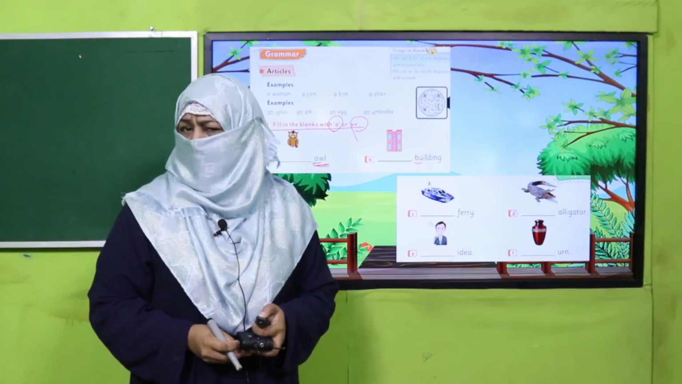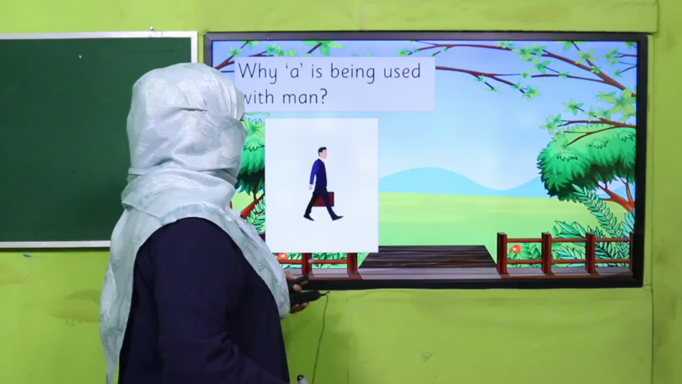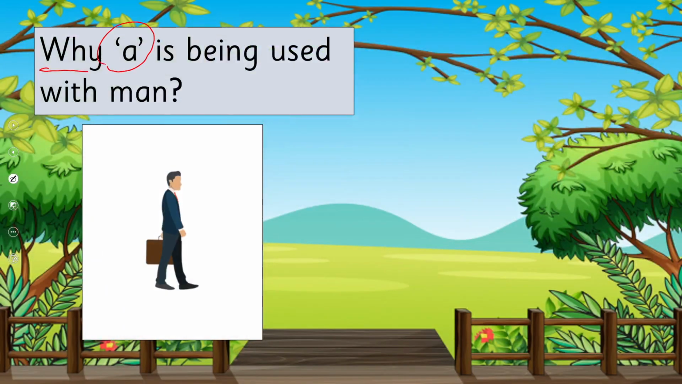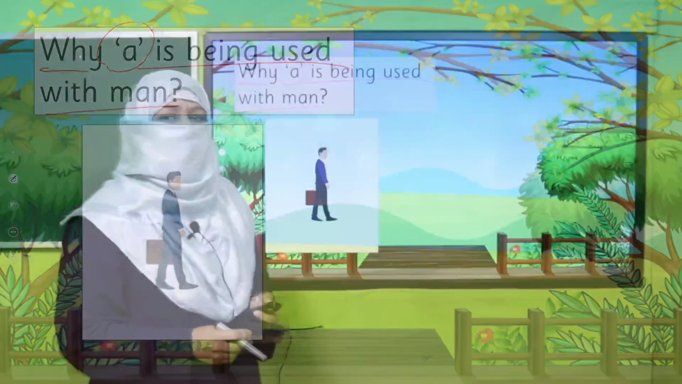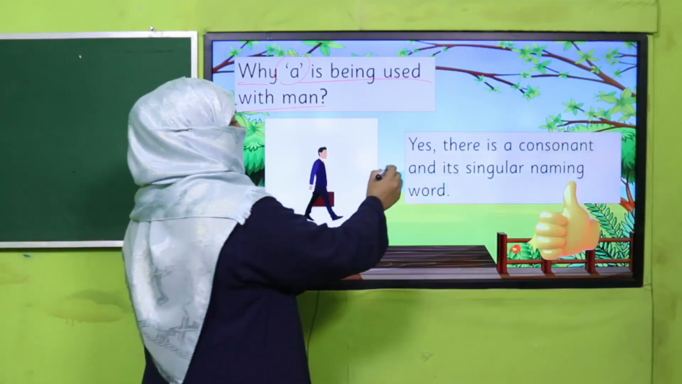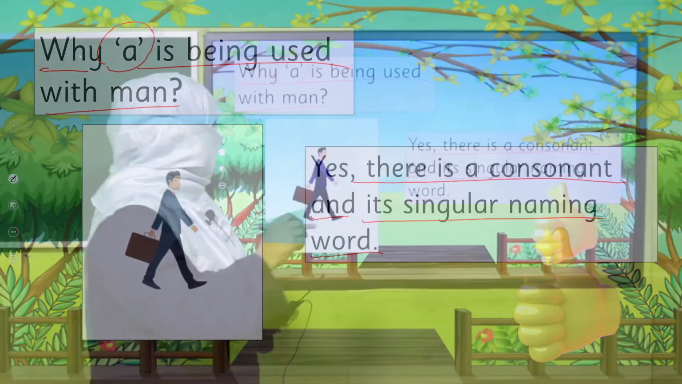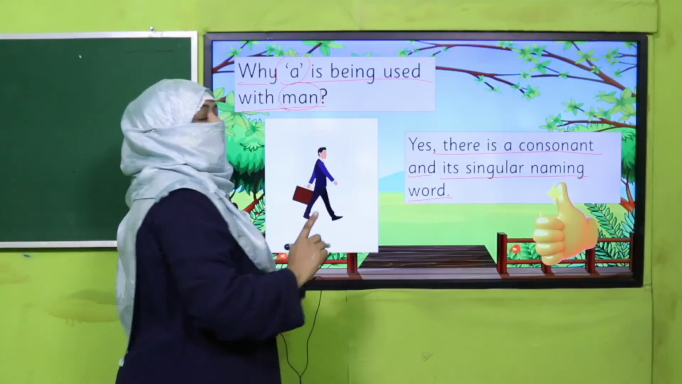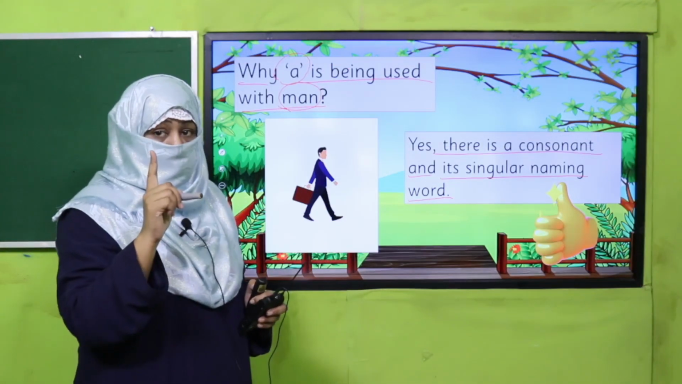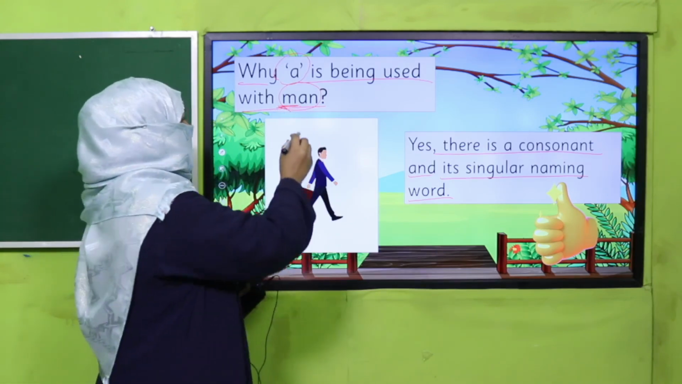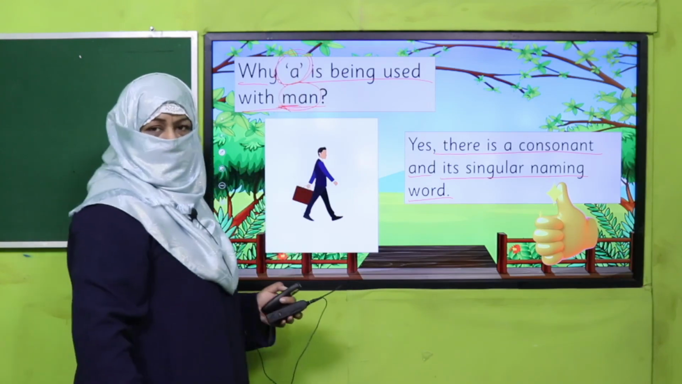Yes, my dear children, are you done with it? Good, you're smart. So what have we learned? Why is a being used with man? Can you tell me why? Yes, there is a consonant and it's a singular naming word, right? So this word man fulfills both conditions. It's one and its initial sound is consonant. That's why we use article a with it, right?